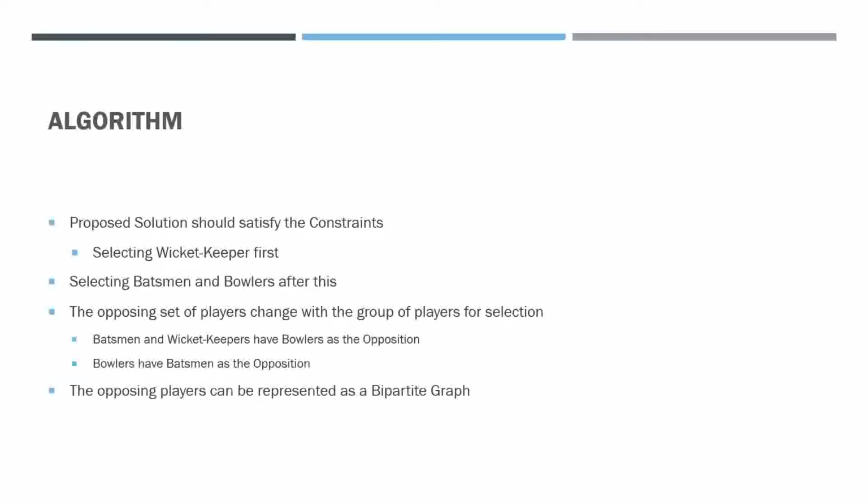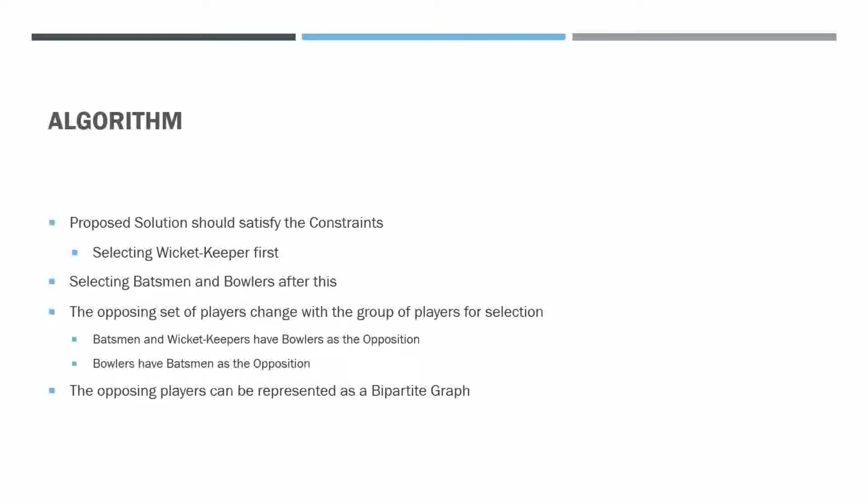So the proposed solution that we gave satisfied the following constraints. What we did was, first of all, we selected the wicket keeper, and then the leftover wicket keepers provided in the input were assigned the role of batsman. Then as per the constraint, the selection was made based on the player embeddings and quality index of player performance.